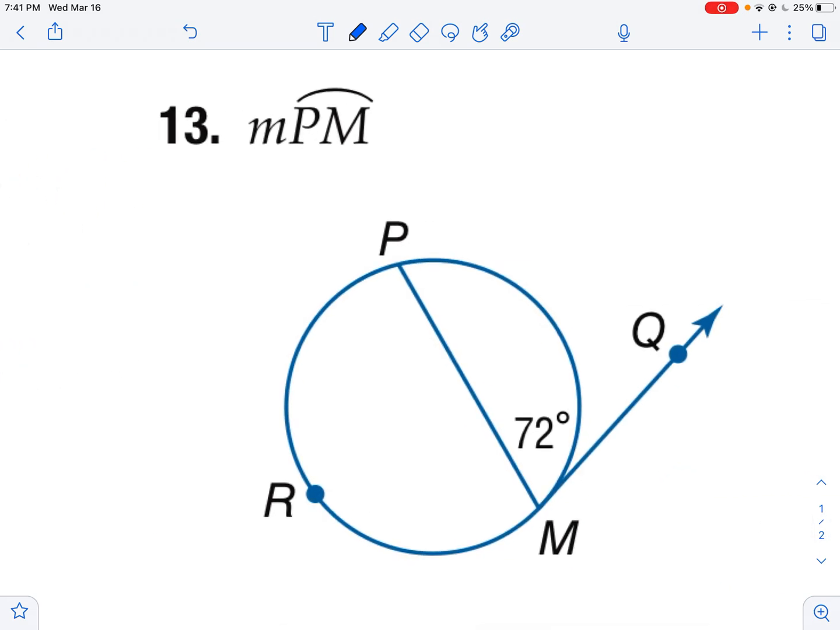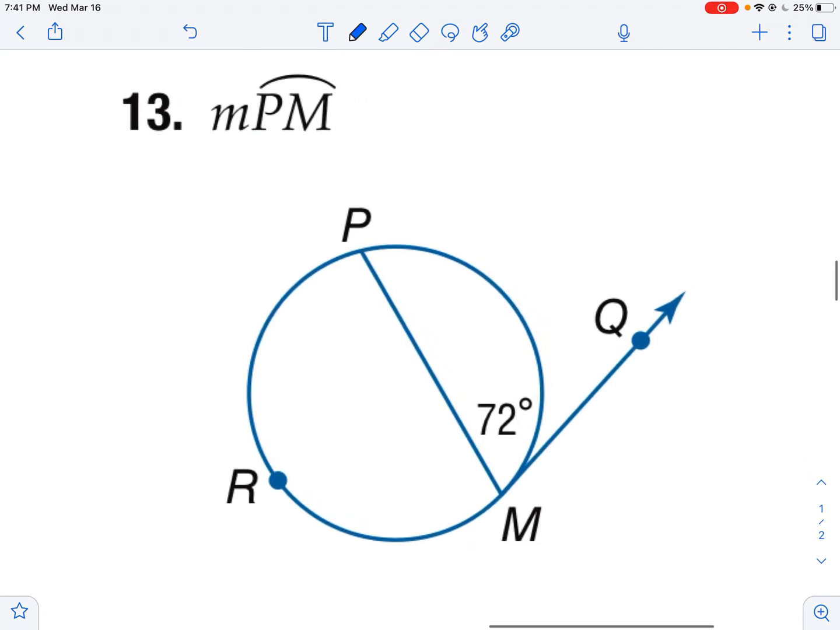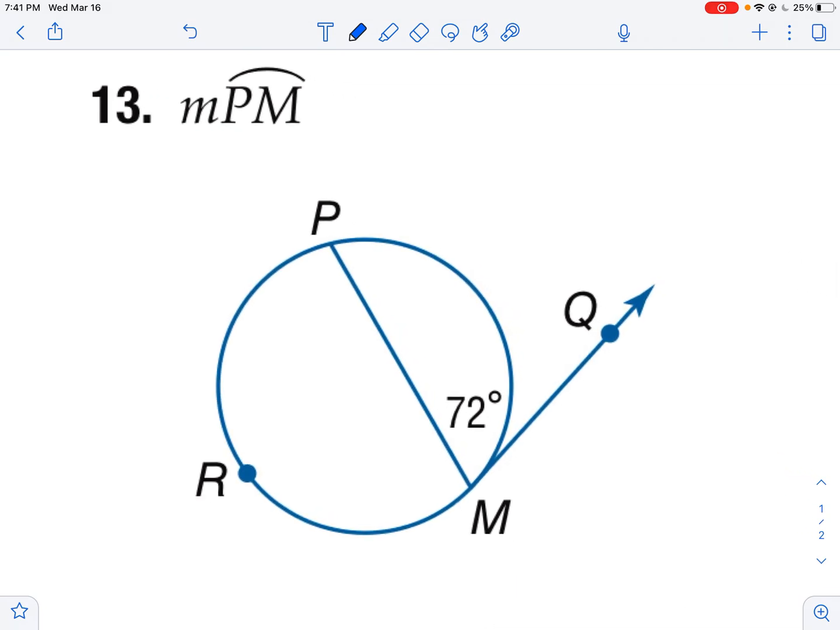Why don't you try 13? I would pause the video, try that on your own, and then check your work.